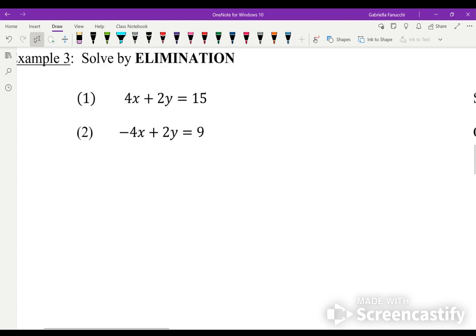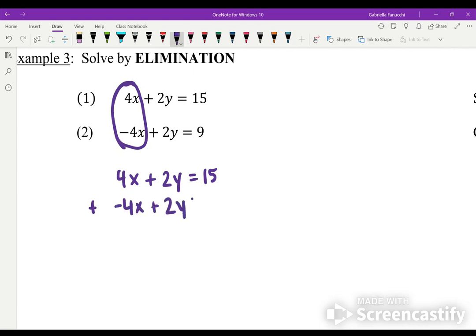Look here. We have 4x plus 2y is equal to 15, and negative 4x plus 2y is equal to 9. Our y values are equal, but they're not opposites, meaning one's positive and one's negative. So this is what we're looking for right here: a 4x and a negative 4x. Because what we're doing is eliminating by adding and subtracting, canceling them out. We're basically adding the two equations together.